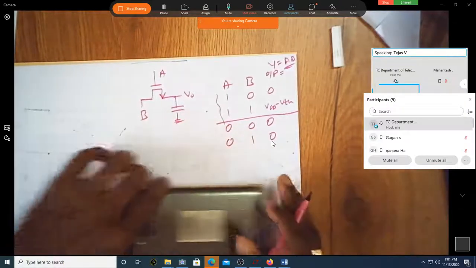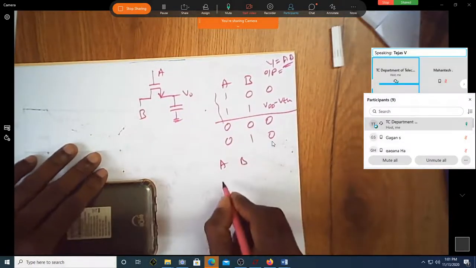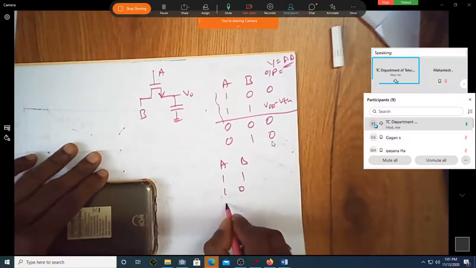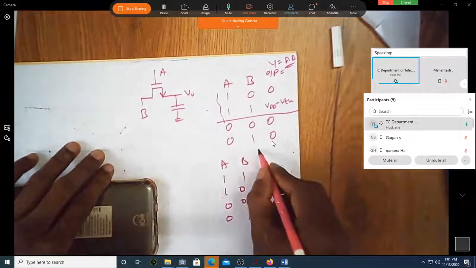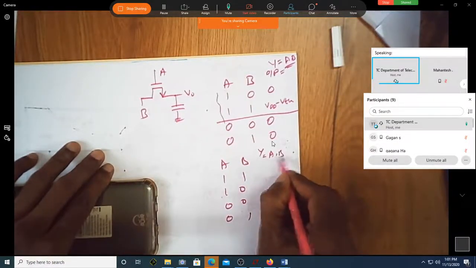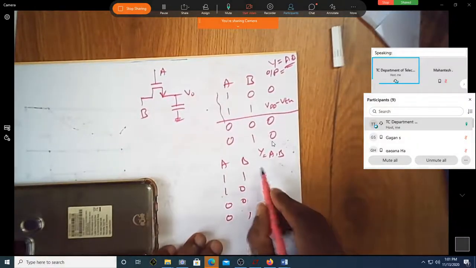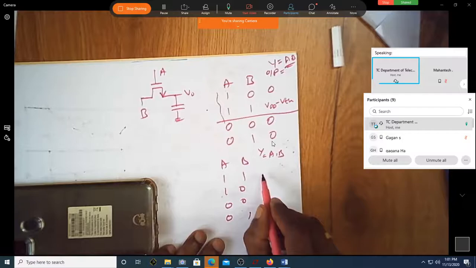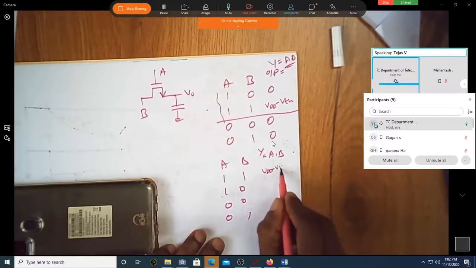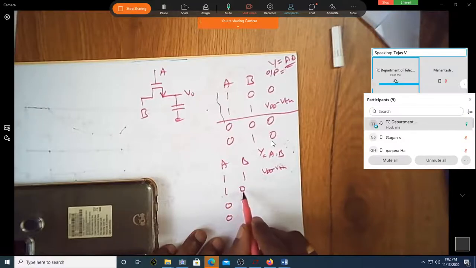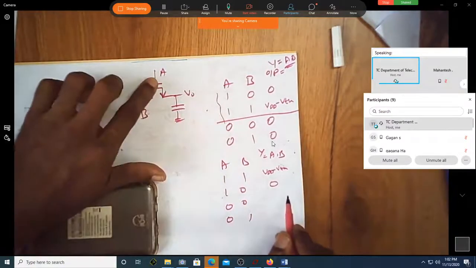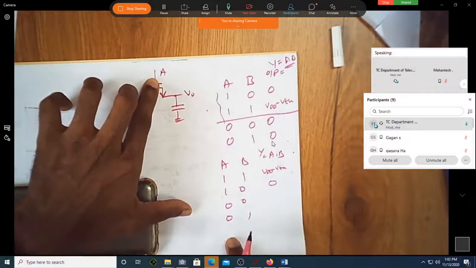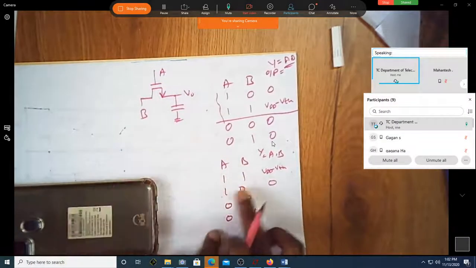Yes, sir. What I'll do first, I'll do this A B. I'll make it 1 1, 1 0, 0 0, 0 1. Can you say this circuit will give Y is equal to AB? If it is 1 1, what is the output? VDD minus VTH. Correct? If it is 1 0, 0. 0 0, this is off. I'm just going sequentially. After this combination, I gave this combination. Next, I'm giving this combination.